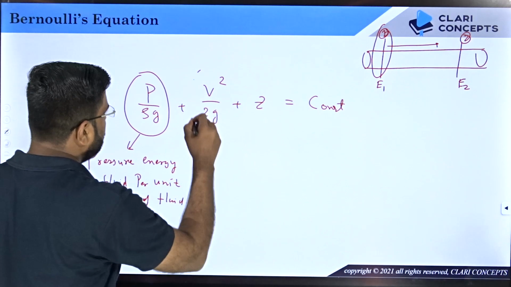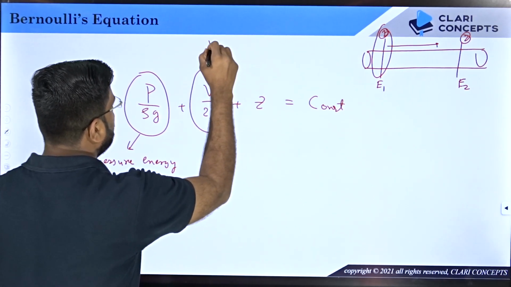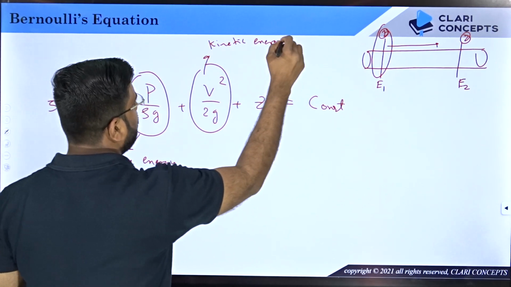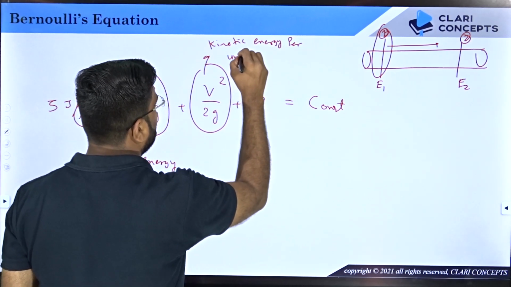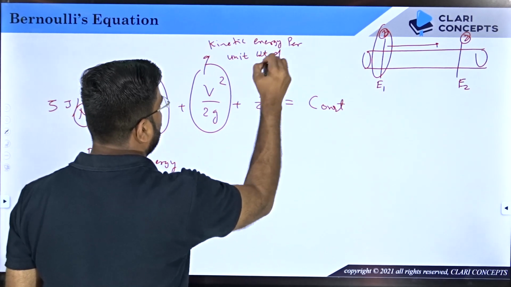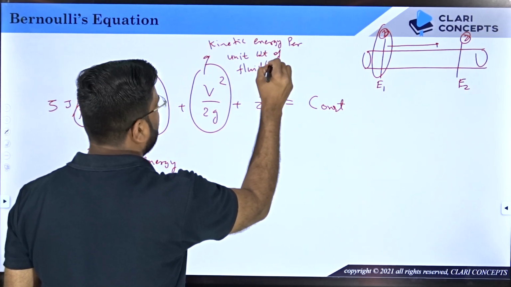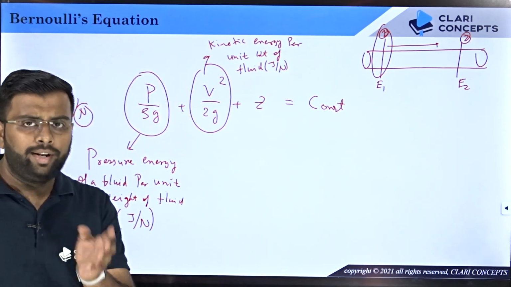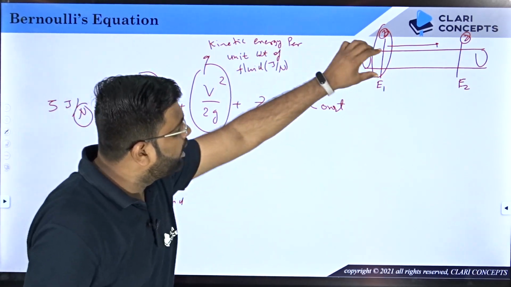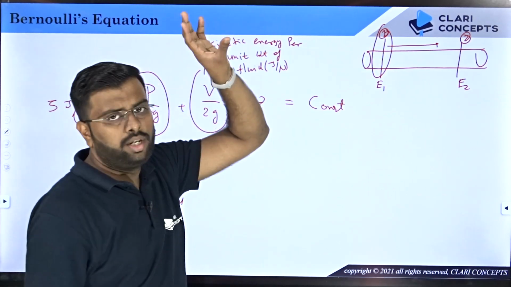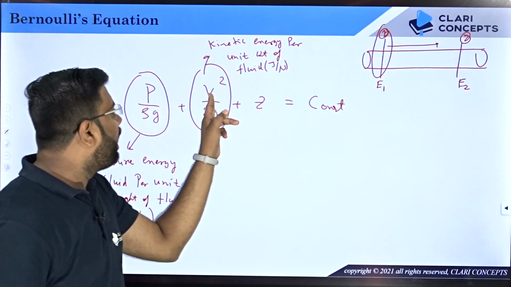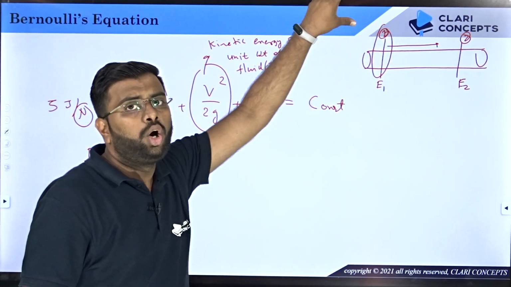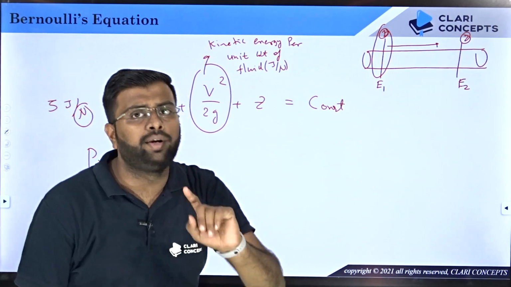Now, what is this? This represents kinetic energy per unit weight of fluid. So V square by 2g is nothing but the energy contained by the fluid in terms of kinetic energy per unit weight. That means the kinetic energy contained by 1 Newton of fluid at this particular location. So let's say the velocity at this location is v, and if you calculate v square by 2g, whatever number you get is the amount of kinetic energy retained by 1 Newton weight of fluid, right?